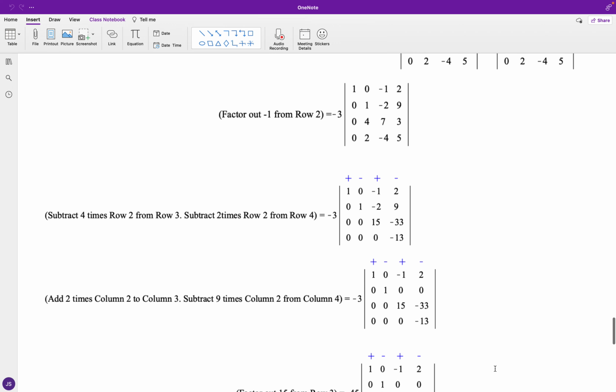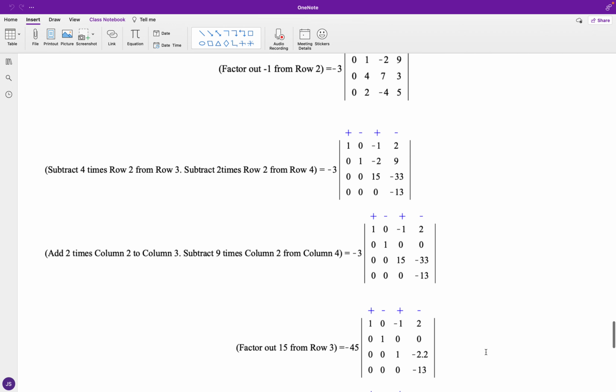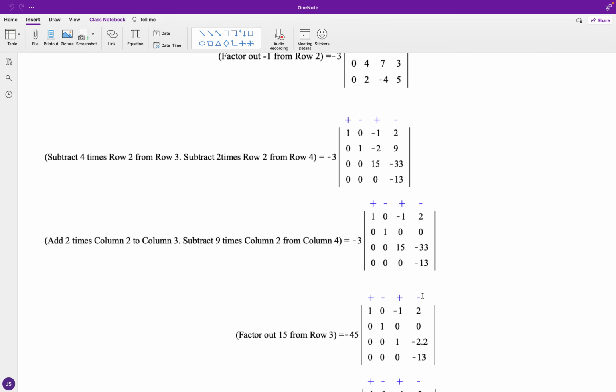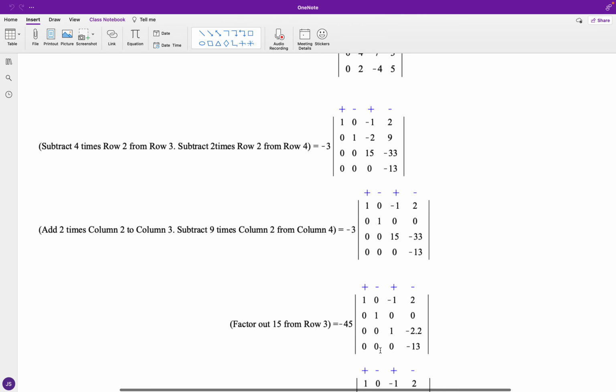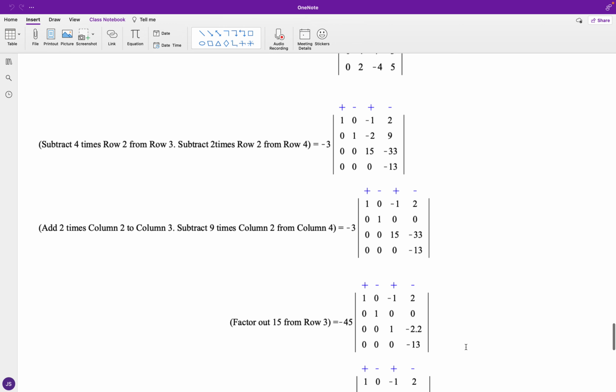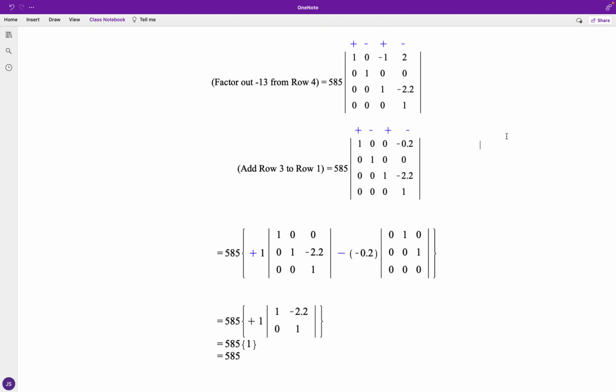And again, just referencing, factoring out 15 from row 3. If I factor out 15, the outside coefficient, we're going to have -3 times 15 is -45. And the third row, I'm changing from 0, 0, 15 and -33 to 0, 0, 1 and -2.2. And notice, okay, I have these zeros in the triangular pattern, and I can make this -13 into a 1. Okay, so continuing, if I were to factor out -13 from row 4, notice your coefficient -45 times -13, that will become 585. And the last row we have 0, 0, 0, and 1.